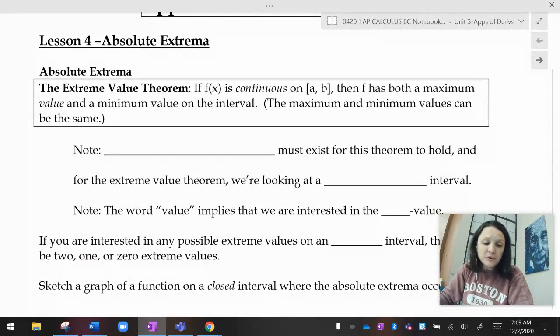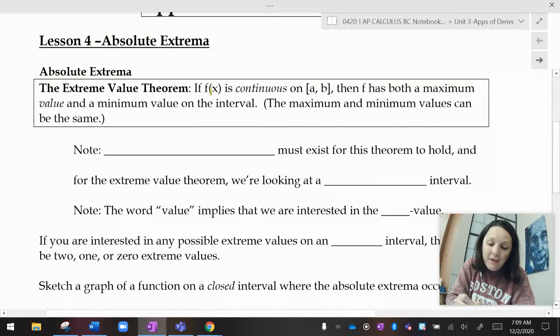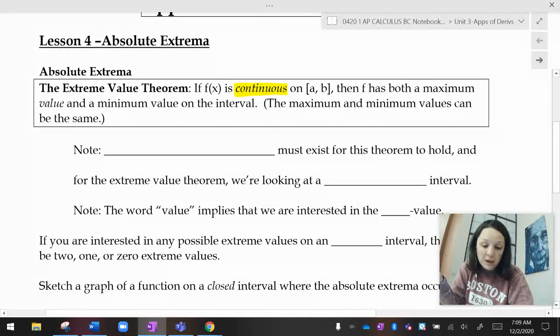So, absolute extrema are really a consequence of what's called the extreme value theorem. The extreme value theorem says that if f of x is continuous on the closed interval from a to b, then f has both a maximum and a minimum on that interval. Now, there are a couple things that I want to highlight here.